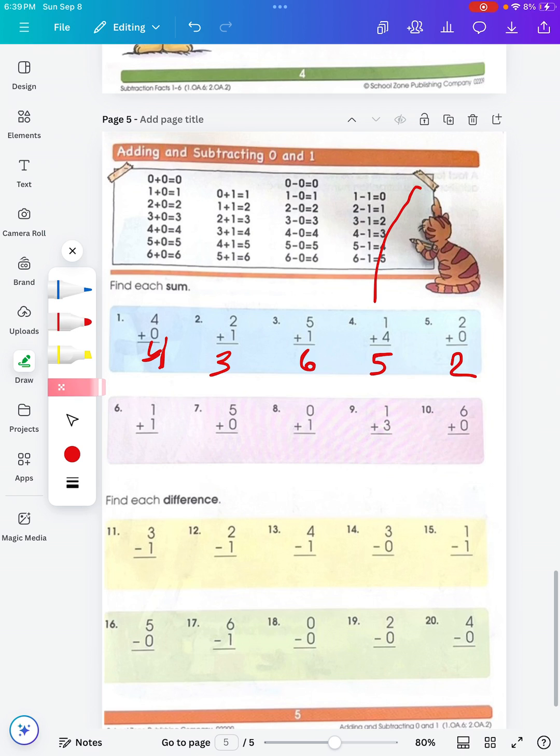And now let's try a subtraction problem with 0. 3 minus 0 equals 3. Again, the number will always stay the same when adding or subtracting 0. So we'll do 5 minus 0 for question 16, which is 5. And as you see, we end up with the same number. And 0 minus 0 is just 0. And 2 minus 0 is 2. And 4 minus 0 is 4. Subtracting and adding zeros is the easiest thing.